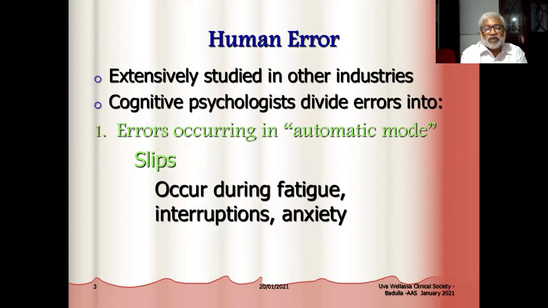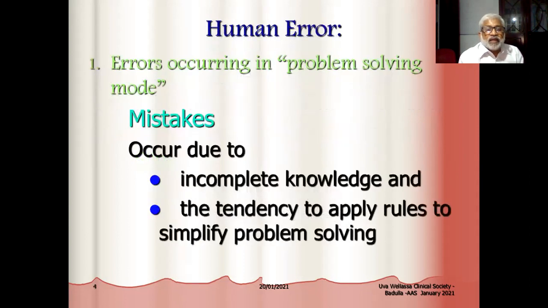The subject of human errors has been extensively studied in other industries. Cognitive psychologists divide errors into errors occurring in automatic mode, known as slips. These slips occur during fatigue, interruptions, and anxiety. And there are errors occurring in problem-solving mode, known as mistakes. Mistakes occur due to incomplete knowledge and the tendency to apply rules to simplify problem solving.